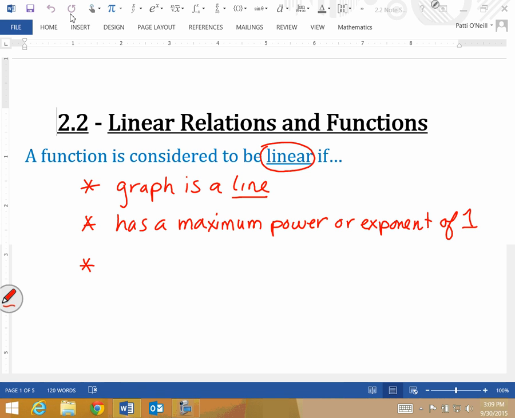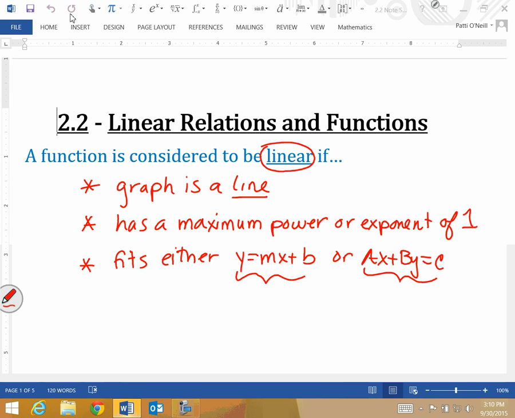And it also fits either the y equals mx plus b form, which we all know as slope-intercept form, or the ax plus by equals c form, which we know as standard form. We're going to go through both of these forms, y equals mx plus b and ax plus by equals c, a little bit more in depth. But you've seen them in Algebra 1, and that's why it was okay to mention them in this situation.